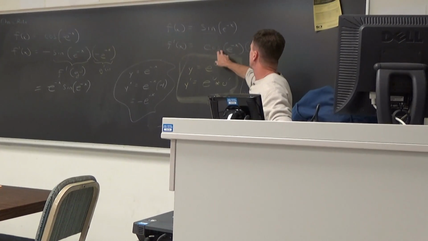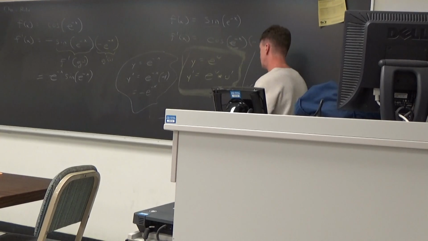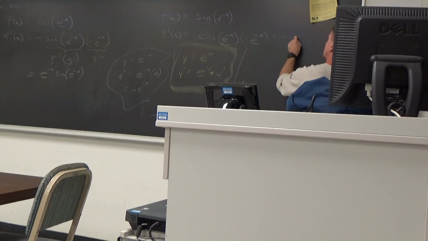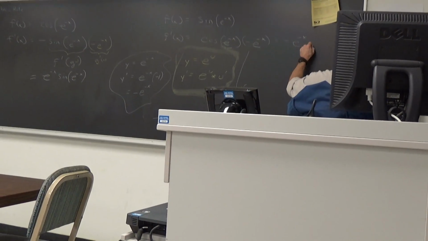Yeah, what's the best way to write that answer? All right. Negative e to the negative x cosine of e to the negative x.